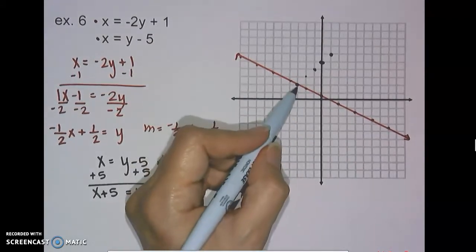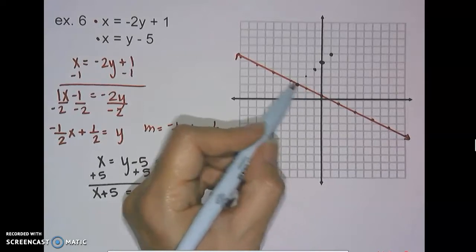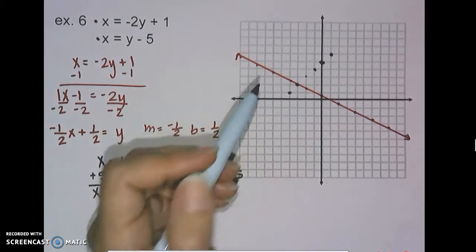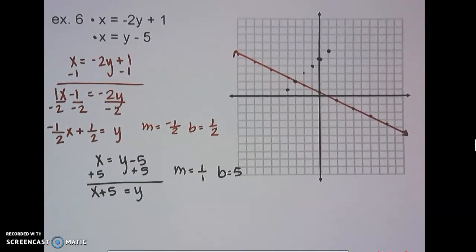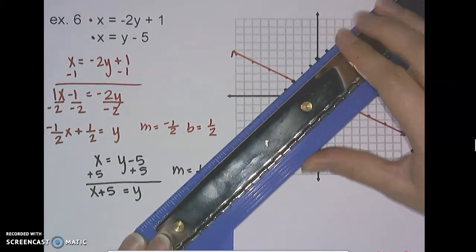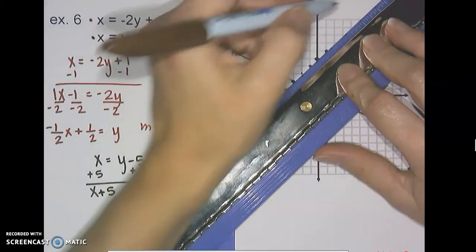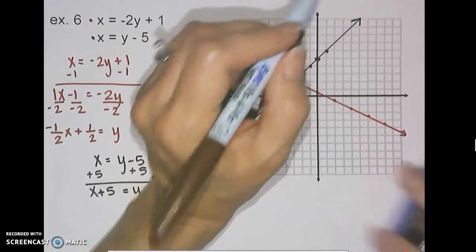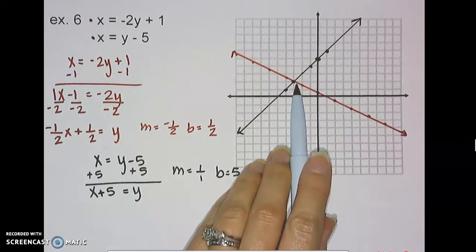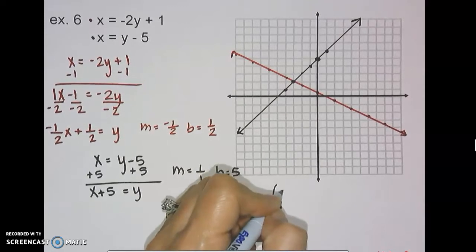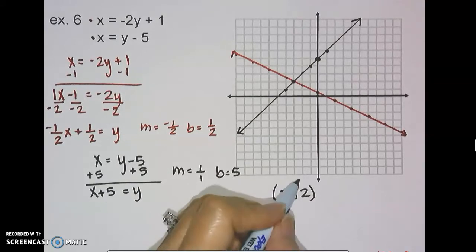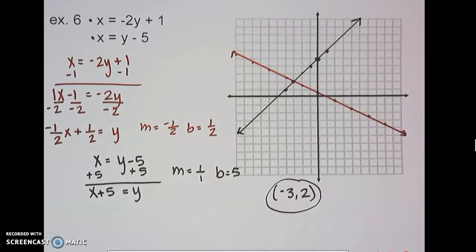Now, I didn't mark that actual point before, but that is a point because I've made my first line very accurate. That is a point that has been marked on the red line that I marked first. So let's work on connecting these dots. And then we're going to find that point where they cross. So we went -3 in the x direction and +2 in the y direction, which means that (-3, 2) is our answer.